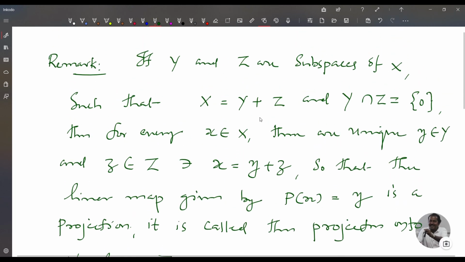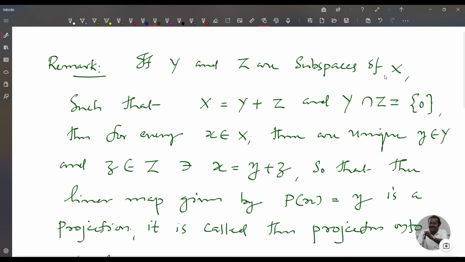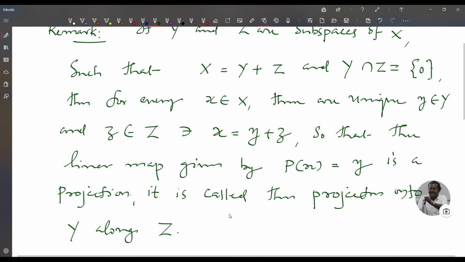So if Y and Z are subspaces of X such that X is equal to Y plus Z and Y intersection Z is a singleton 0, then for every x in X there are unique y in Y and z in Z such that x is equal to y plus z, so that the linear map given by P of x equal to y is a projection. It is called the projection onto Y along Z.